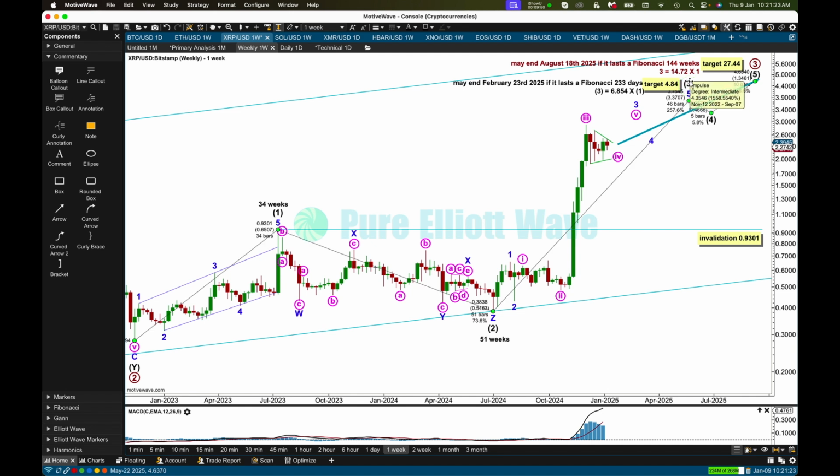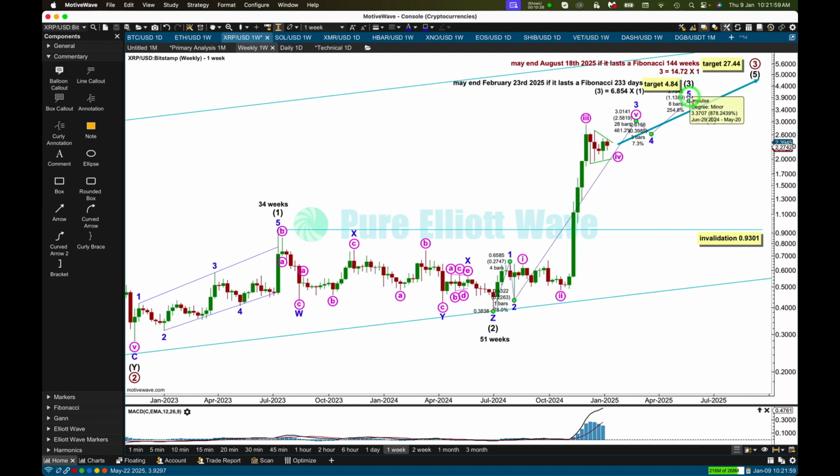I've got a target using intermediate 3 for you. It's using a 6.854. That's an extreme Fibonacci ratio, so this is reasonably conservative because it could be a lot longer than that. Remember, primary 3 to primary 1 within cycle 1 was 14.72, so this is a lot shorter than a previous large third wave. So for XRP, it's rather conservative. That would say intermediate 3 ending at 4.84. If it lasts a Fibonacci 233 days from the starting date back down here to its end, it may end February 23rd this year. I expect intermediate 3 may end with vertical upward movement.